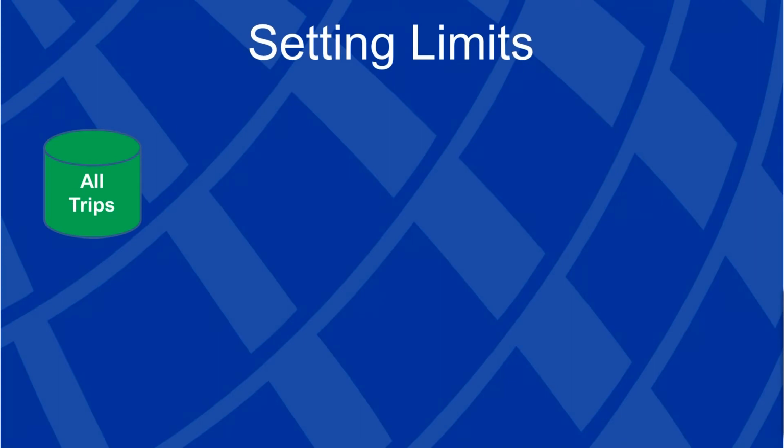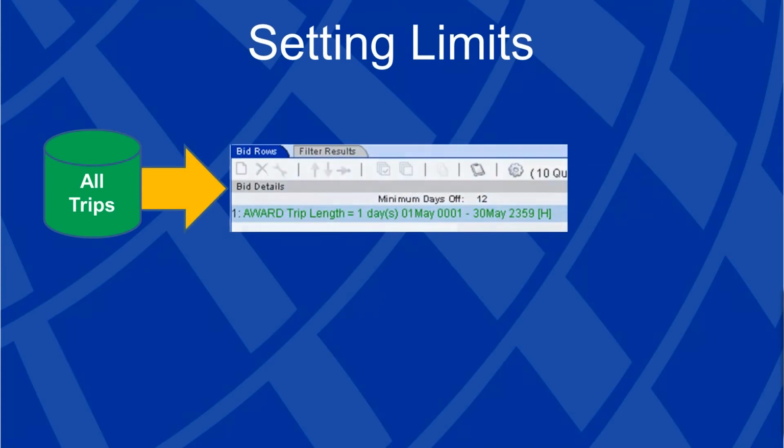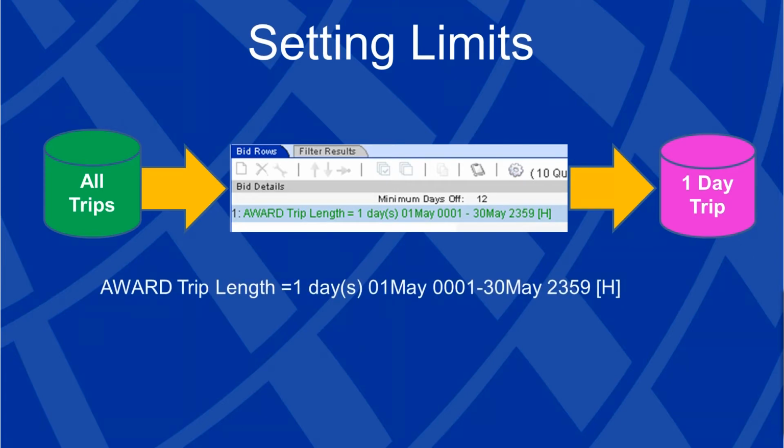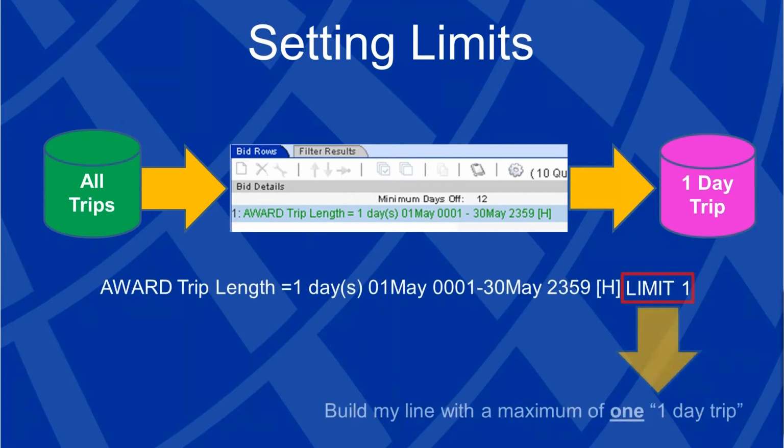So how do you set limits? Recall that trips are added to our weighted trip pools with award statements. Award statements are also used to set limits on the number of trips associated with that statement that PBS will allow to appear on your line. Keep in mind that this example is only to illustrate how to use limits. It is not intended to be a bidding strategy.